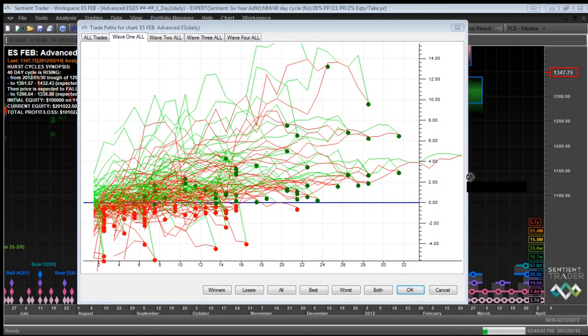Bruce, how about a print button? Yes, that's a good idea as well. There isn't a print button there at the moment. We're going to have to start writing these down. We can easily add a print button there to print your trade paths.